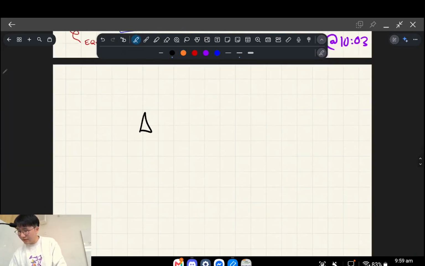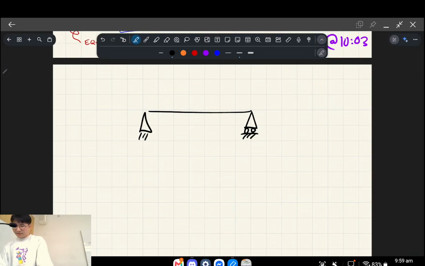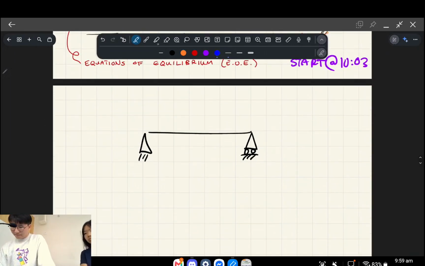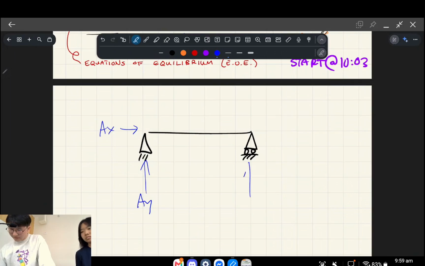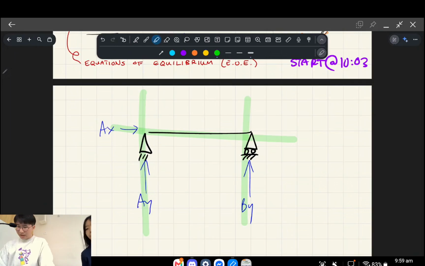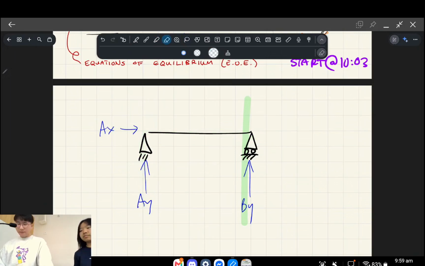So here's the simple example that we've been seeing, right? Basically, we'll draw the reactions. AY, AX, BY, right? If you pick point A, you delete this and that. Yeah, you've just got 1, right?